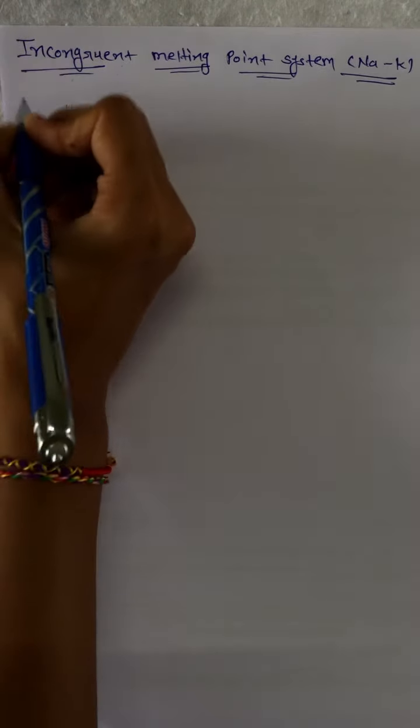So now today we are going to start the incongruent melting point system, that is the Na and K system. So you have to know what an incongruent melting point is. A system is said to possess an incongruent melting point if on heating it decomposes at a temperature much below its melting point.